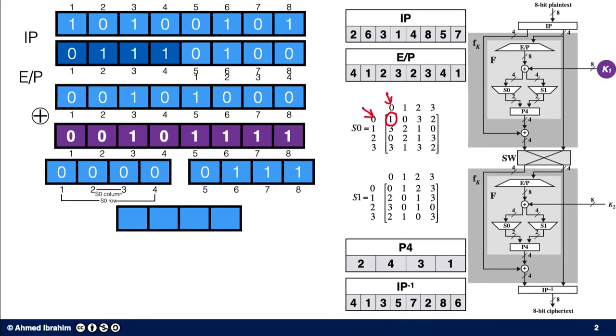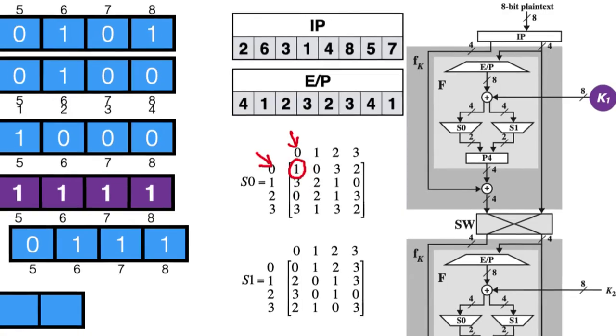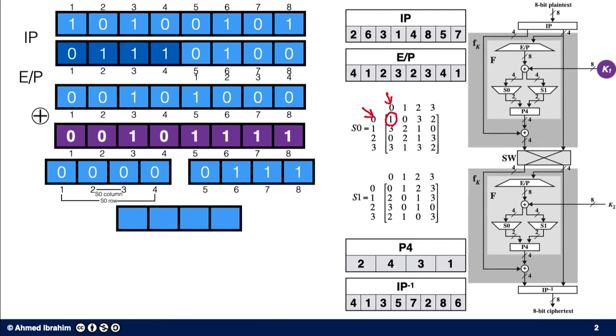Notice here that the SBox takes 4 bits as input and outputs 2 bits. So these 2 bits are the number that you find in the S box, but represented in binary. So if we represent 1 in binary, it will become 0, 1, as you can see here.